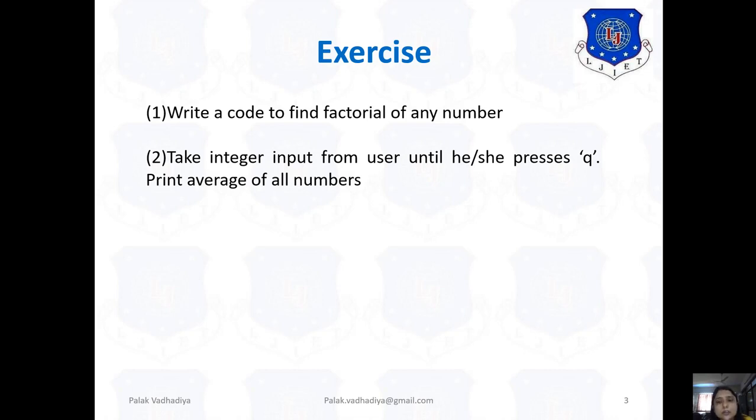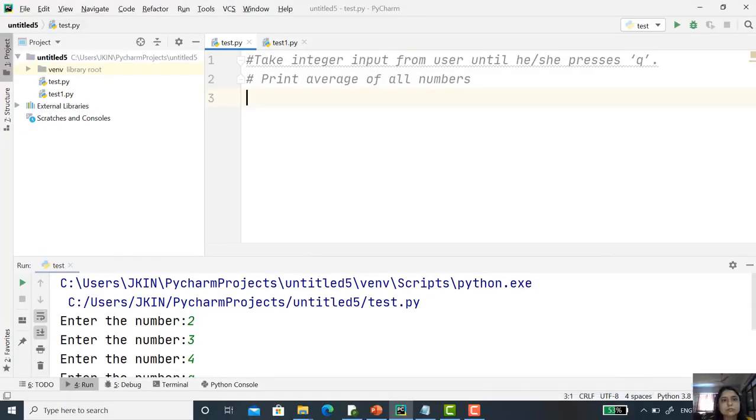When you press the Q, it stops asking for the numbers, and then your code will simply find the average of your entered numbers, and then you have to print that average. Now let's write this code in PyCharm. So here, first, I'm using two variables, that is n equal to 0 and sum equal to 0, because I want to use these two variables in my code.